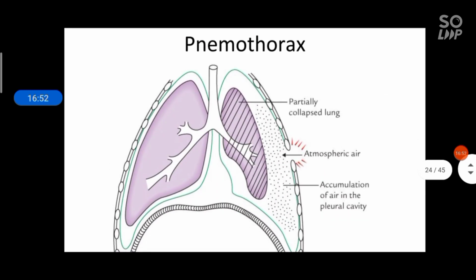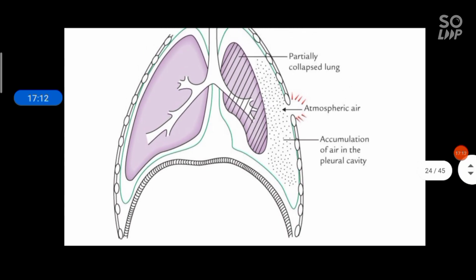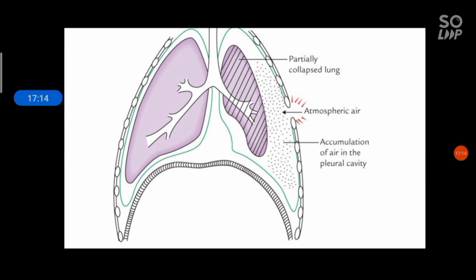Pneumothorax. In case of pneumothorax, you can see accumulation of air in the pleural cavity due to damage of the thoracic wall. This pneumothorax is characterized by collapse of the lung on the affected side and compression of the lung on the healthy side.